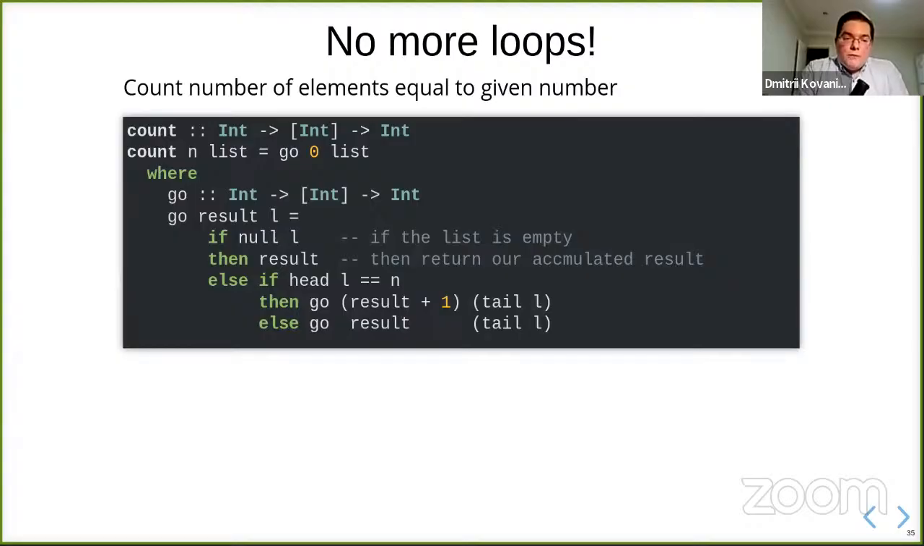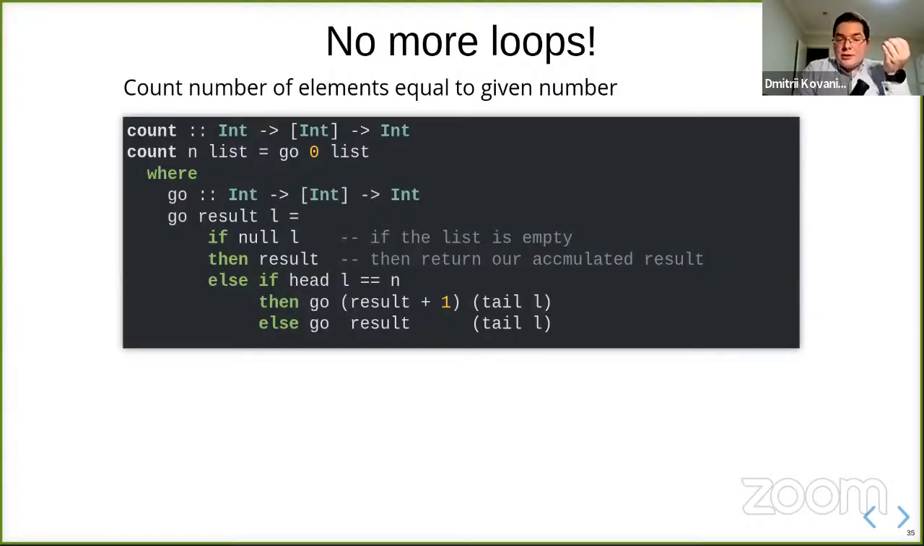So what does our function go do? Again, the result is the number of times n appears in the list, and the list is L. We first check if the list is empty. If the list is empty, obviously there are no more elements in this list, so we just return our result. You can think that result calculates how many times we've seen the number n so far. If there are no more elements, just return it.